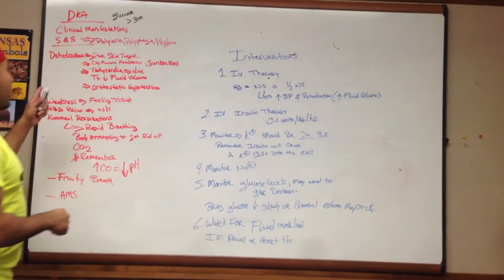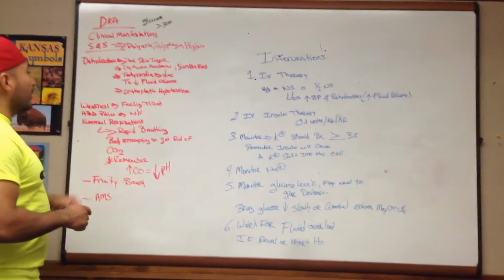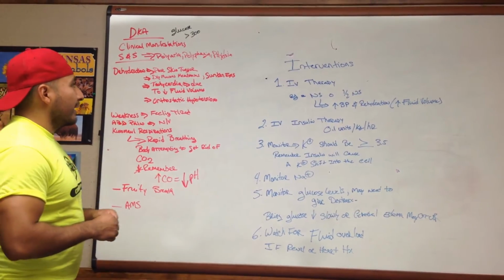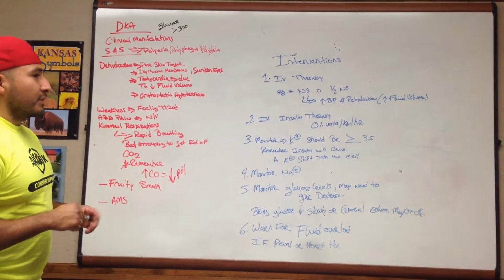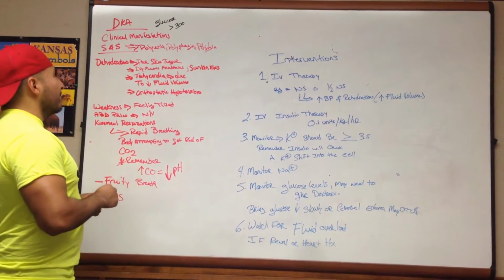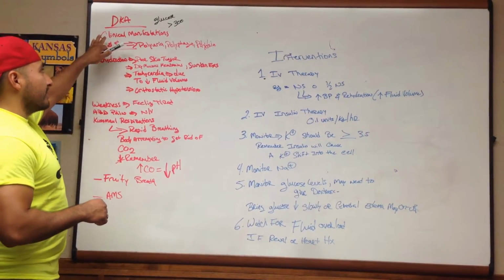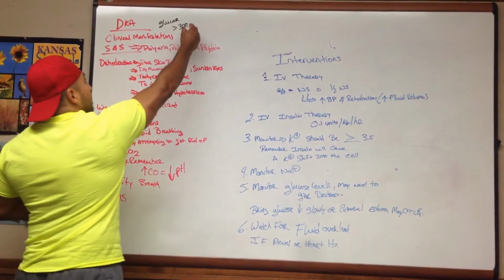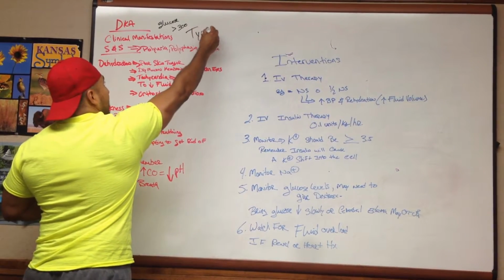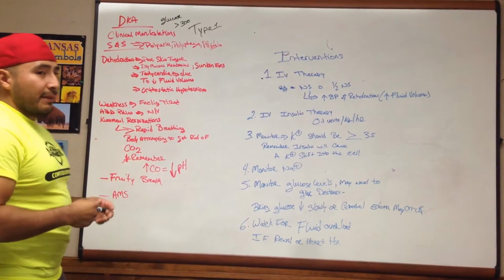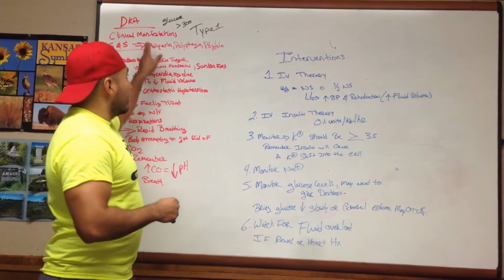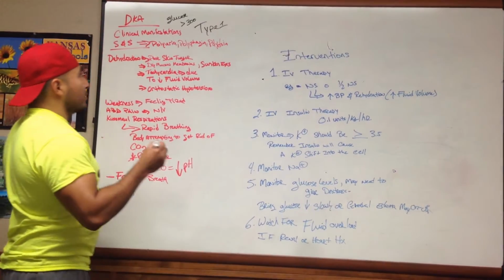Okay, we're going to focus on the clinical manifestations of diabetic ketoacidosis. Now, on a test, you have to make sure that you pay attention to a couple of things. Diabetic ketoacidosis typically occurs in type 1 diabetes. It can happen in type 2, but more in type 1. And also, you want to look at your glucose level.